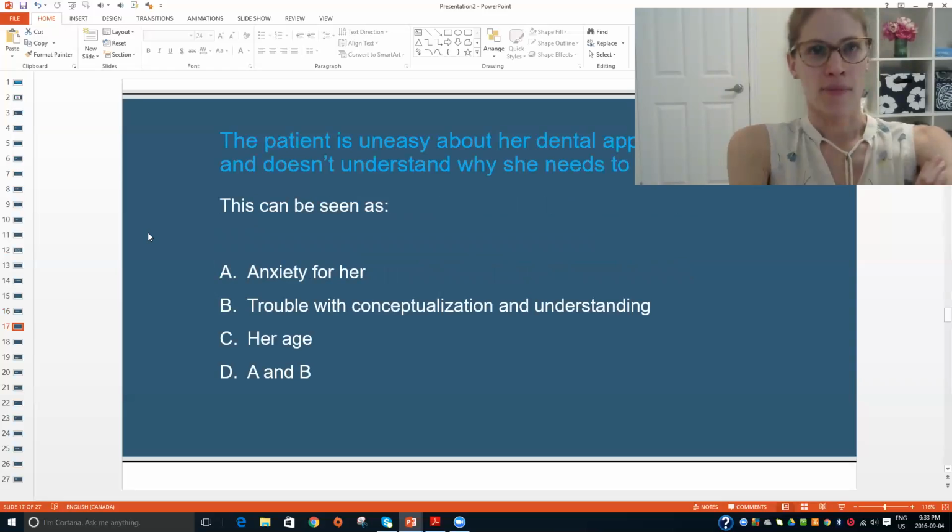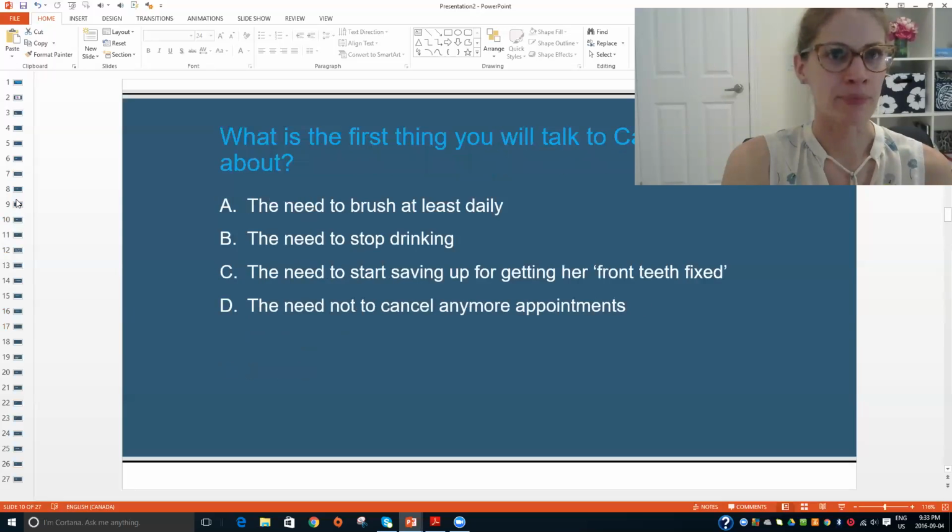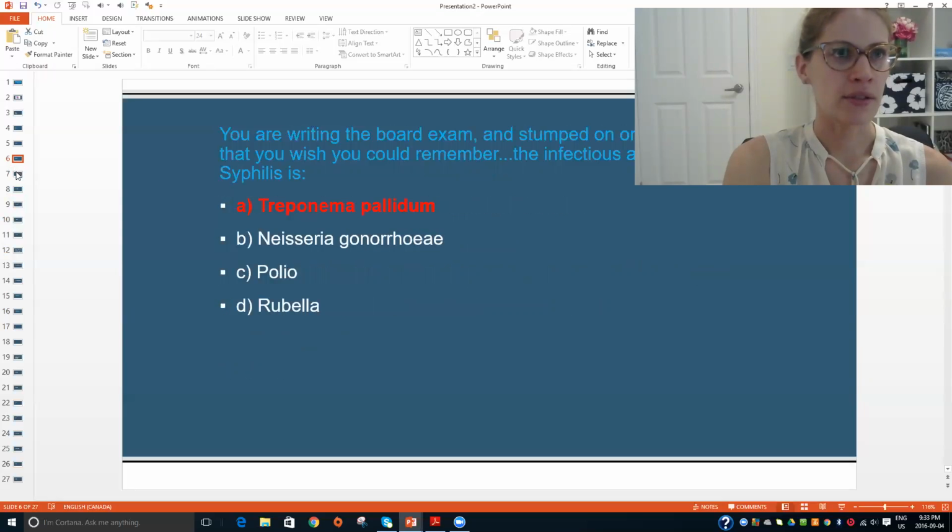So this is a good one. The patient is uneasy about her dental appointments and doesn't understand why she needs to come. This can be seen as A, B, C, or D. So think about the question here. What do you think? Look at the question. The patient is uneasy about her dental appointments and doesn't understand why she needs to come. Oh yes, I will go back to the case study. You're right. Let's do that.